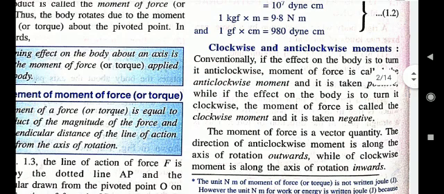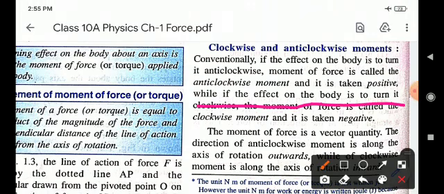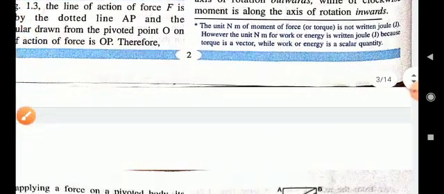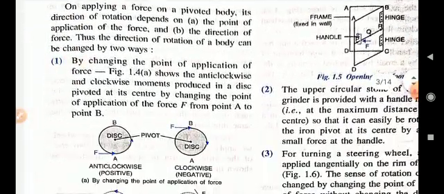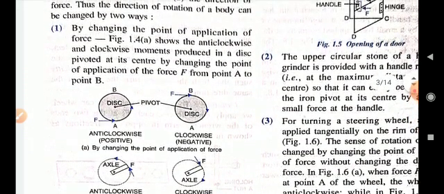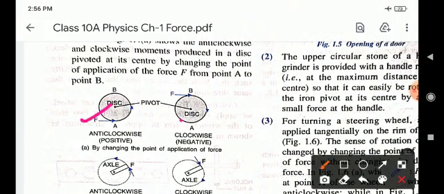While if the effect on the body is to turn in the clockwise direction, the moment of force is called the clockwise moment and it is taken as negative. Okay children, very important part. This is an example of a disc: anti-clockwise direction and clockwise direction. The anti-clockwise moment has a positive value, and the clockwise moment has a negative value.